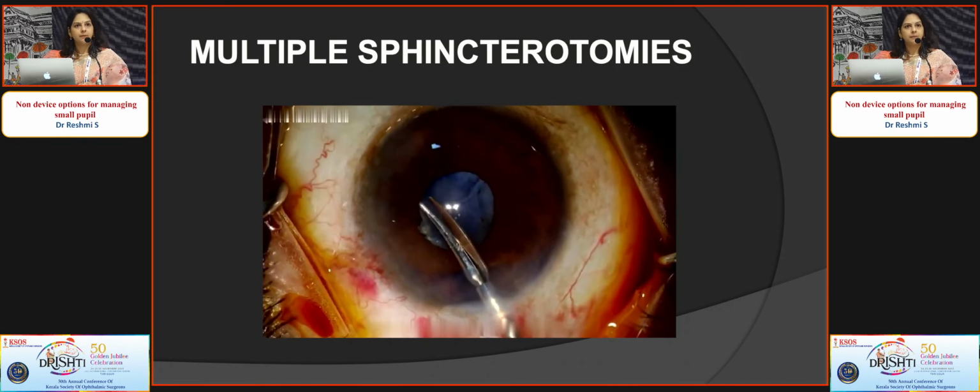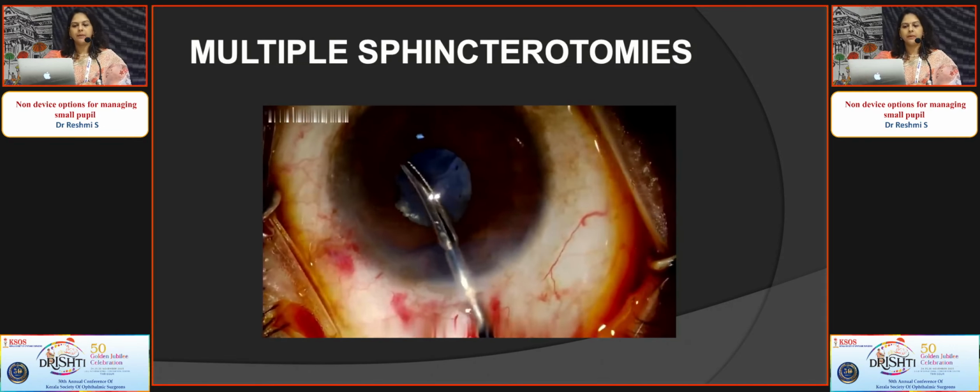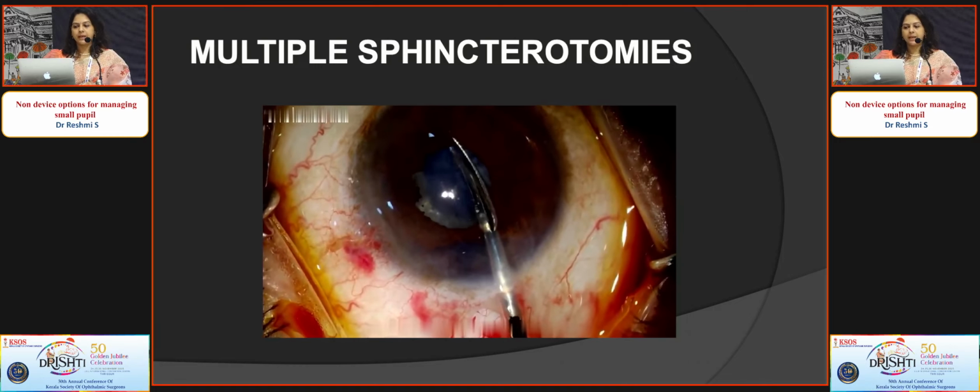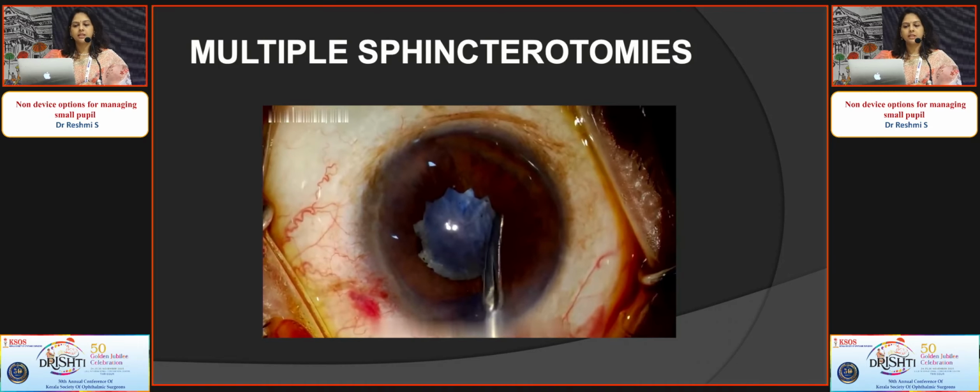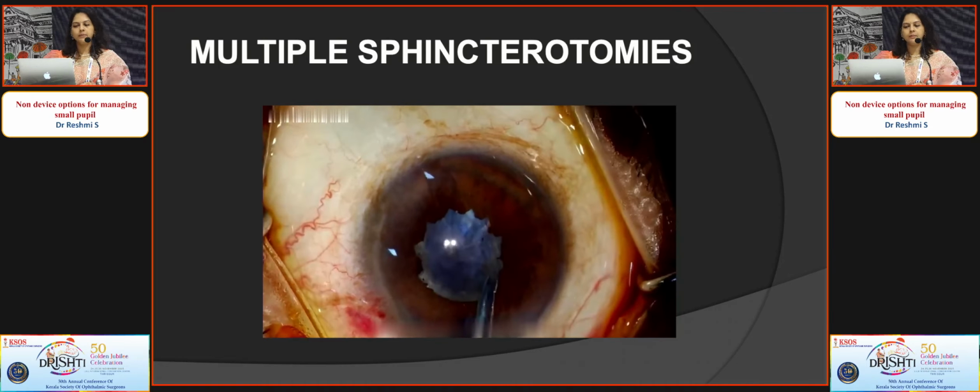Another option is multiple sphincterotomies, usually 6 to 8 in number. They should be equally spaced, 0.5 mm extending into the pupillary sphincter. Avoid too much extension into the iris, as the trauma can result in permanent mydriasis.